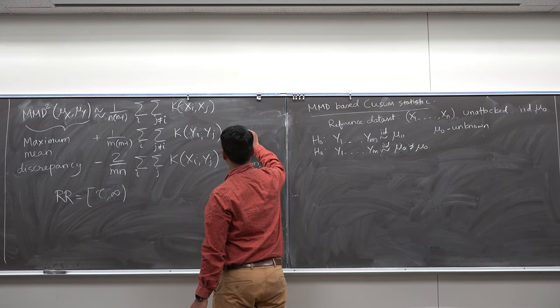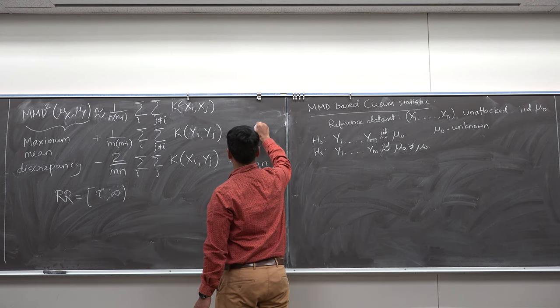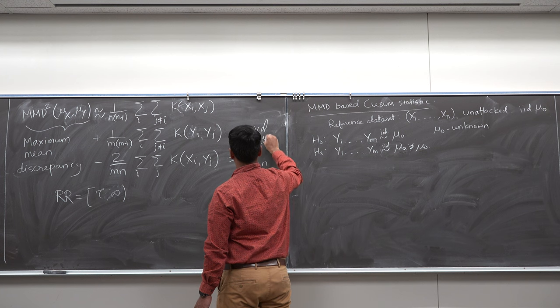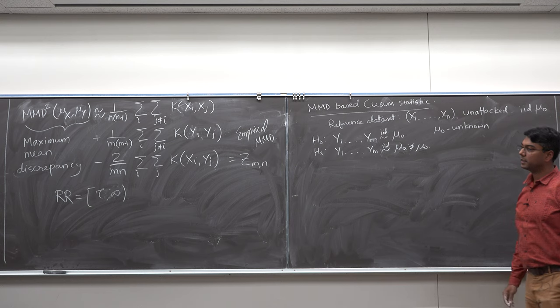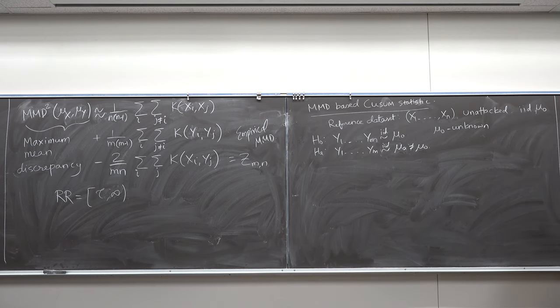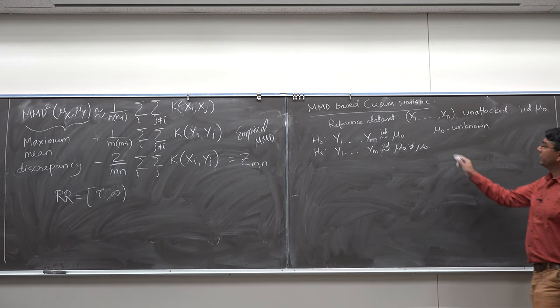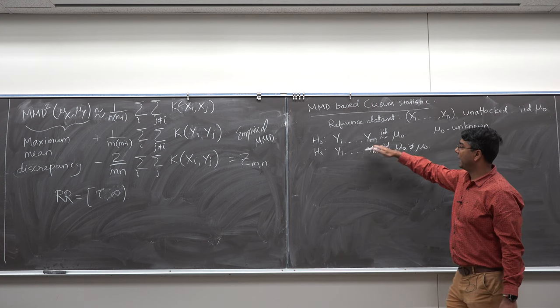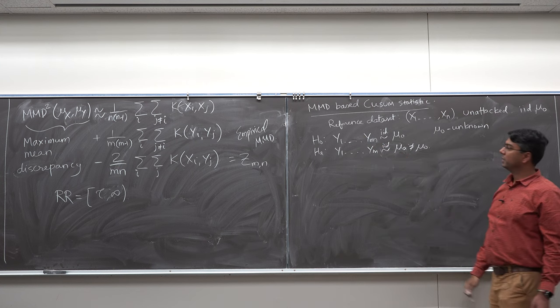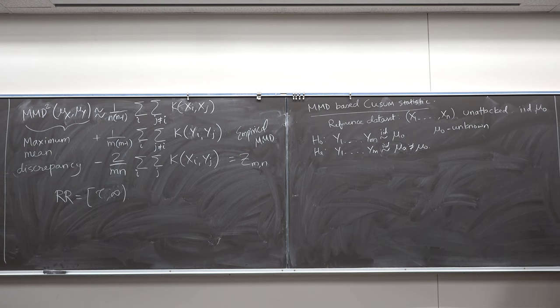This is my empirical MMD. So empirical MMD is turning out to be greater than tau. If empirical MMD is less than tau, then it means that mu naught, the distribution of x1 to xn and the distribution of y1 to ym is close to each other, and therefore they are the same distribution.